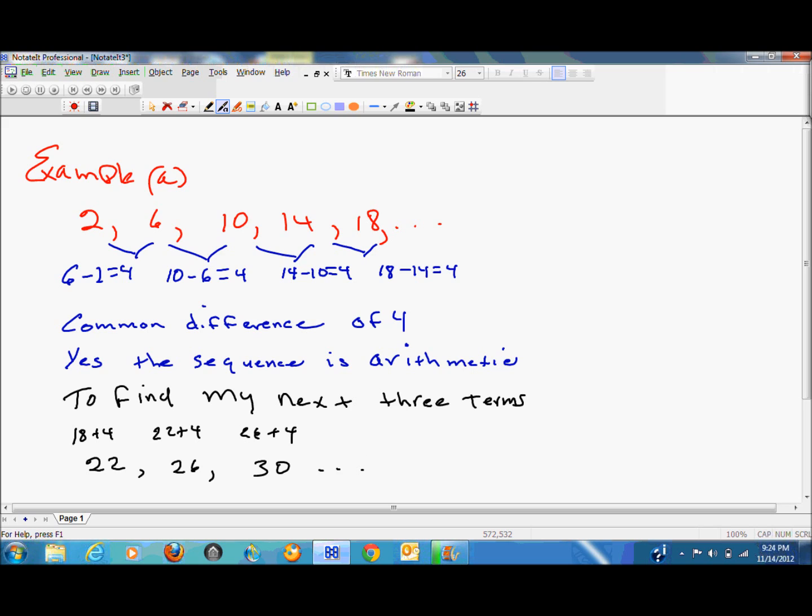So, questions asked, state whether the sequence is arithmetic. Let us know by writing yes or no, we did that. And state what's the common difference. We said the common difference was 4. And write the next 3 terms, and we did get 22, 26, and 30. All right, let's look at example B.